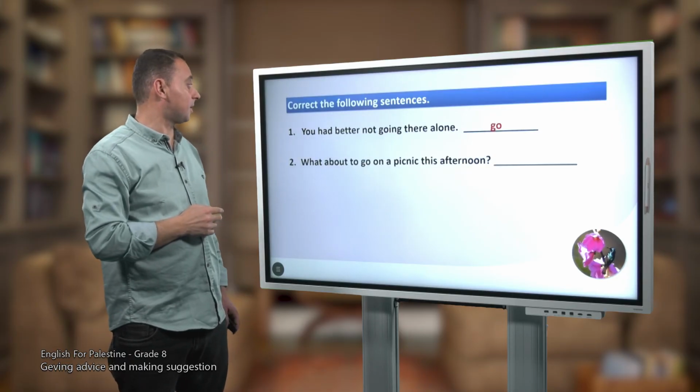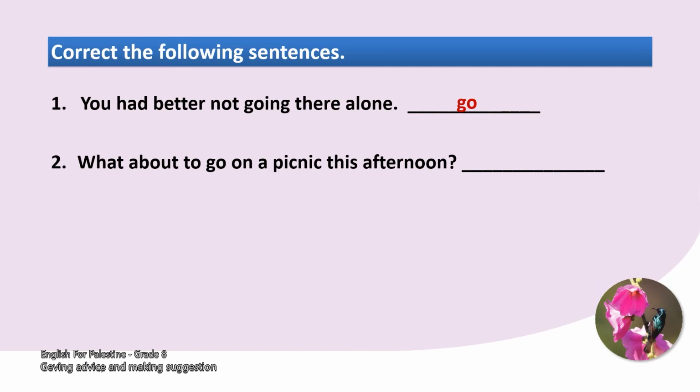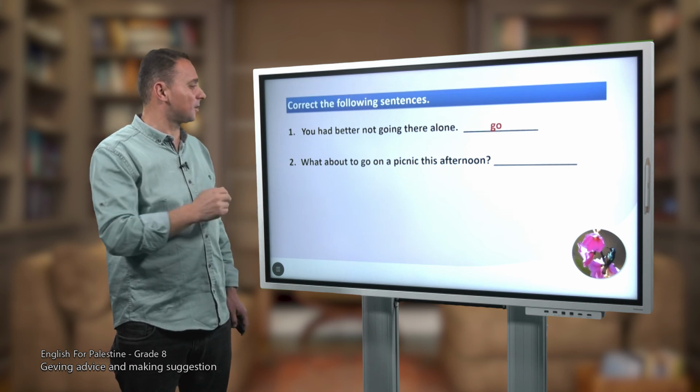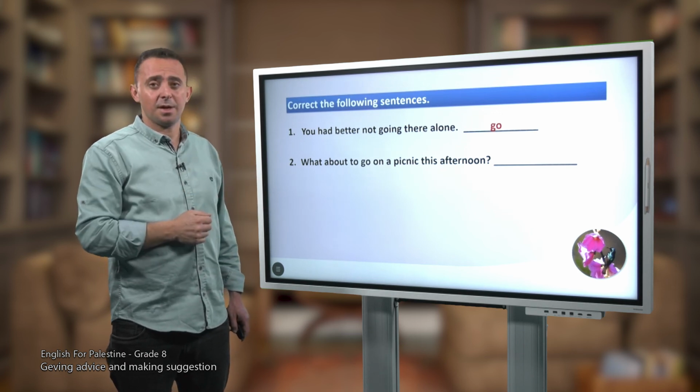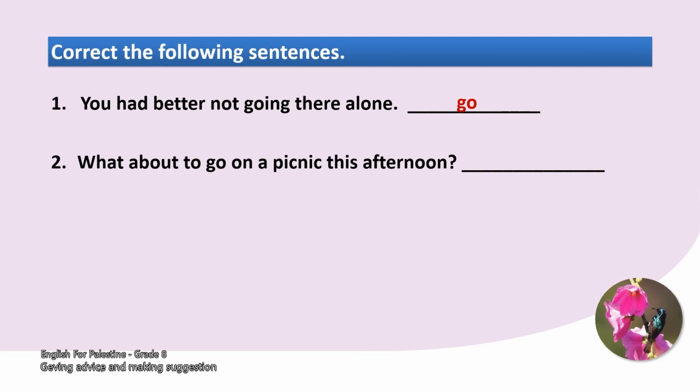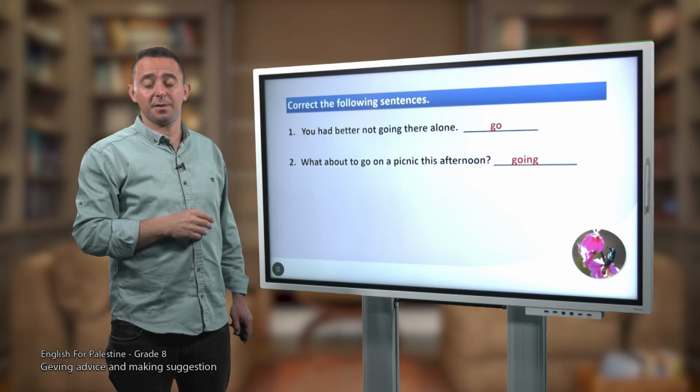Let's continue. Number 2. What about to go on a picnic this afternoon? Again, what about to go on a picnic this afternoon? Where is the mistake? Very good. It's to go. So what is the correct answer? Going. So to go becomes going. Why? Because what about should be followed with a verb ing, not infinitive, right?